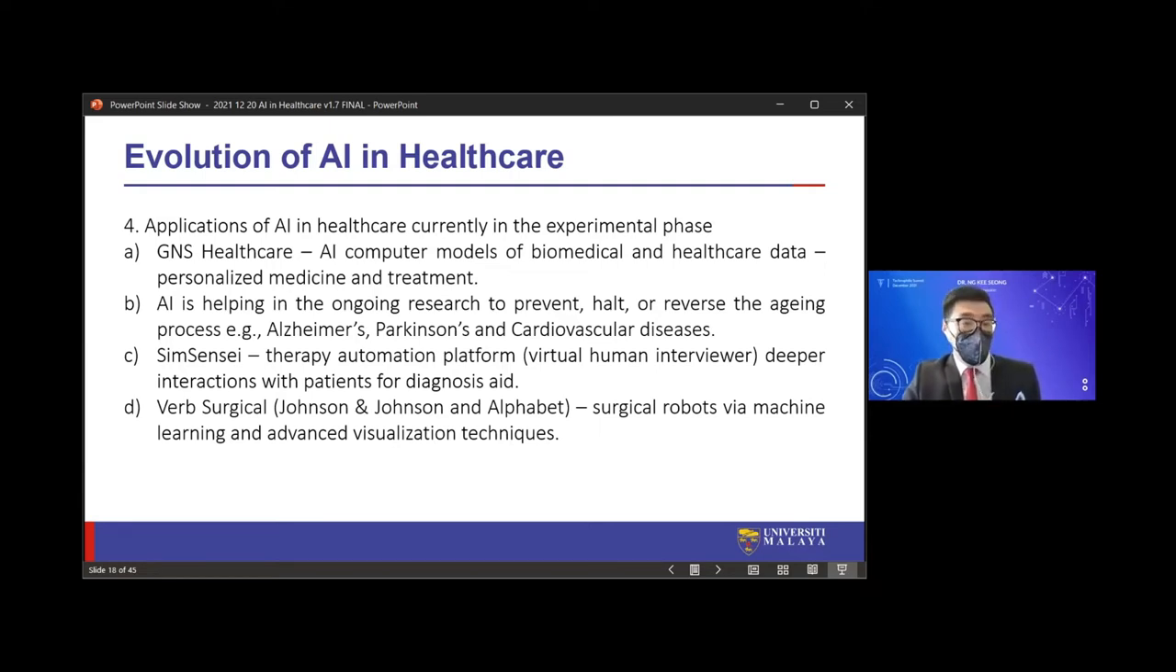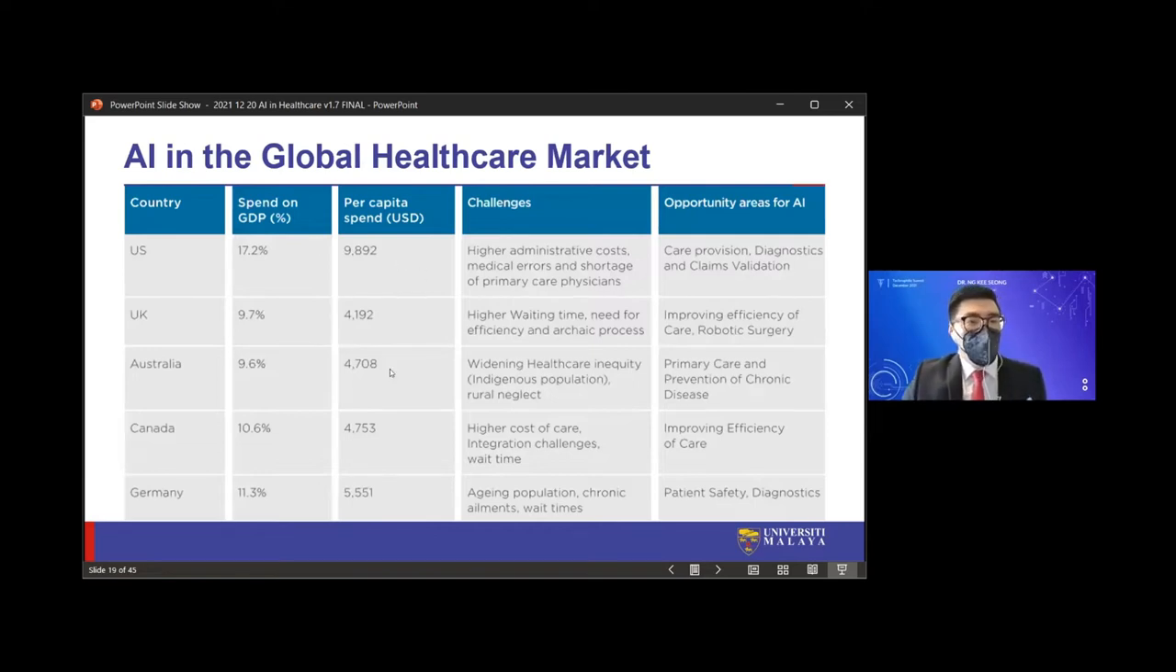And there's also Verb Surgical, which is a collaboration between Johnson & Johnson and Alphabet, where they are building a surgical robot using machine learning and advanced visualization techniques. And if you can just have a quick look at how much the big Western countries are already investing in AI in healthcare, you can see that, for example, it ranges from 10 to almost 20% of their gross domestic product. We're talking about billions of dollars.